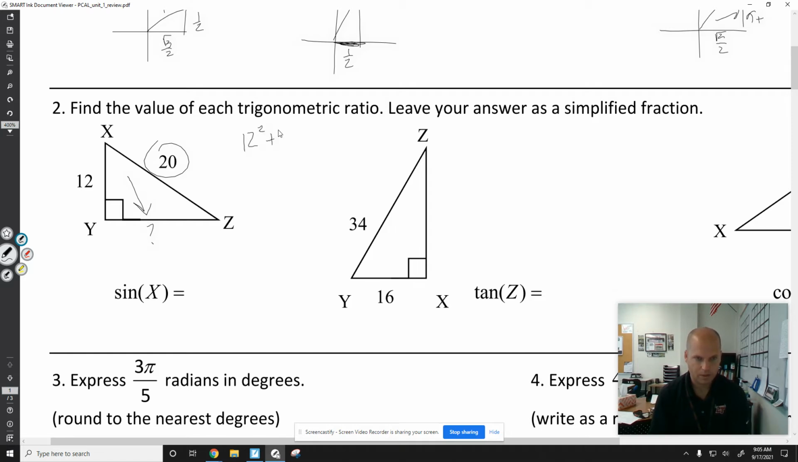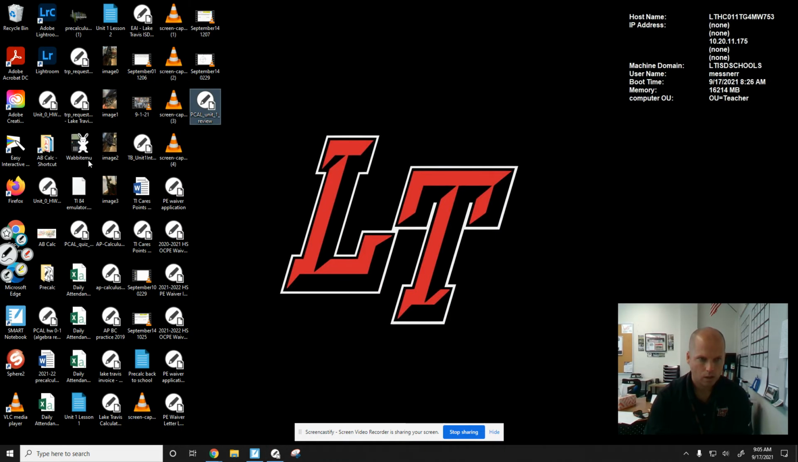A squared plus b squared. I'll call this b. Equals 20 squared. You'll be able to use your calculator on your test. There's like half of the test is calculator, half the test is no calculator.